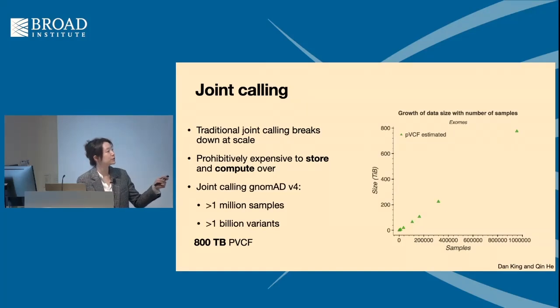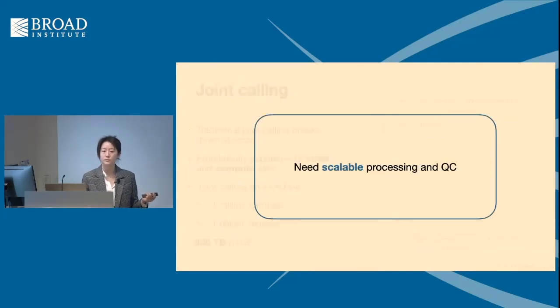If we had traditionally processed V4 in the same way, we would have produced a database that was 800 terabytes. So that is prohibitively expensive to compute on and just to store. So to build a database like gnomAD and to continue expanding the database, we really need scalable processing and quality control or QC. And this is where our team really leans heavily on the Hail team from the Stanley Center.